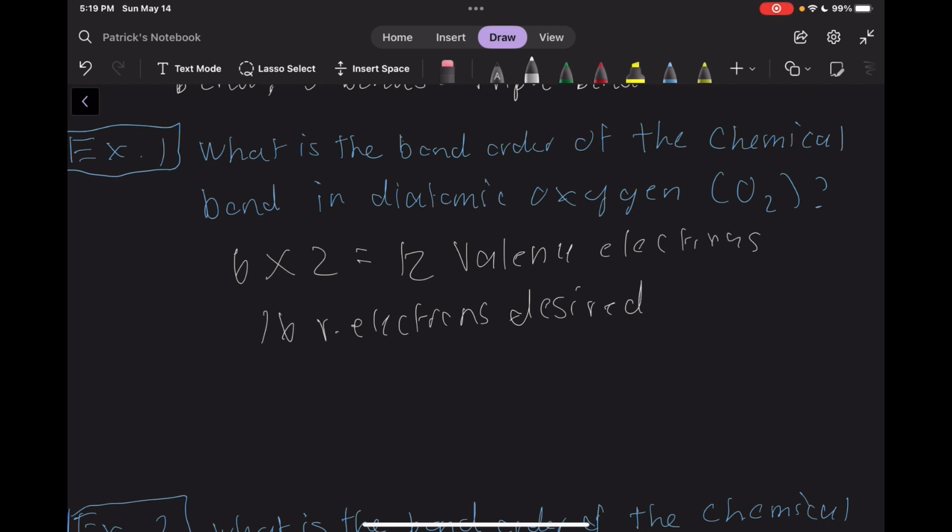Because of this, we need 4 valence electrons to be shared through covalent bonding, because 16 desired valence electrons minus 12 existing valence electrons equals 4. If 4 electrons are being shared, that makes for 2 electron pairs, and each pair needs a single bond. So we need 2 bonds. That means that bond order is 2, and a double bond will form in diatomic oxygen.